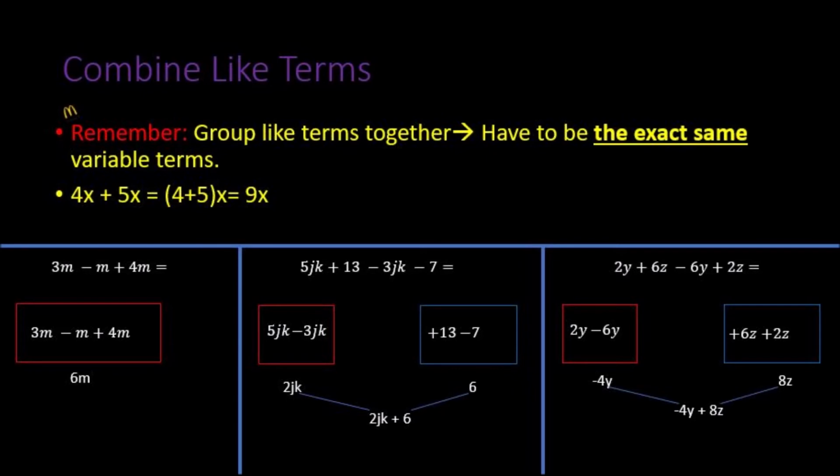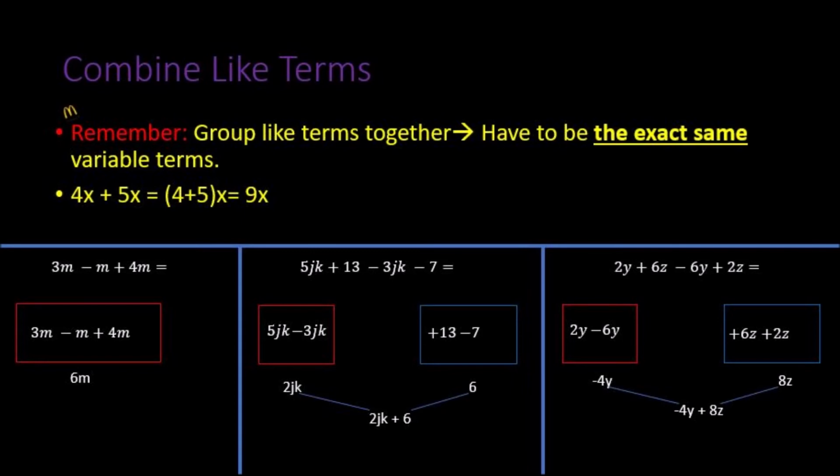The one in the middle, we combine the 5jk with the 3jk, bringing with you that subtraction sign with that 3, and then 13 minus 7. And notice, when we combine those two, we can't truly combine them into one because they don't have the same variables.